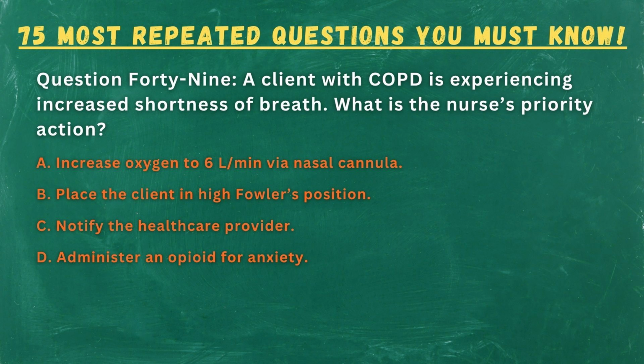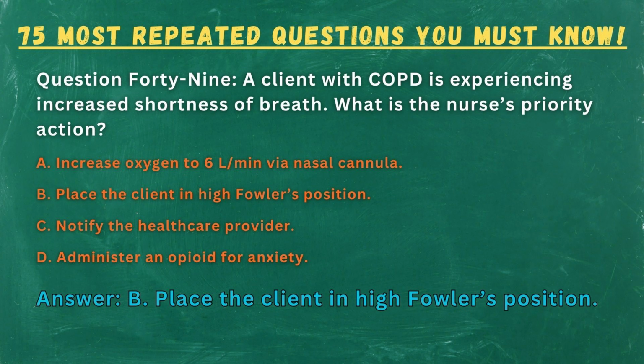Question 49. A client with COPD is experiencing increased shortness of breath. What is the nurse's priority action? A. Increase oxygen to 6 liters per minute via nasal cannula. B. Place the client in high Fowler's position. C. Notify the healthcare provider. D. Administer an opioid for anxiety. Answer. B. Place the client in high Fowler's position.